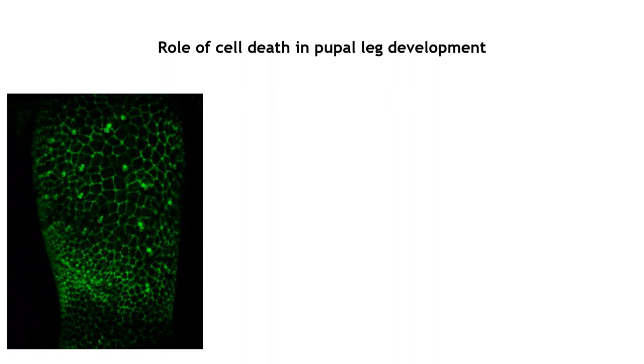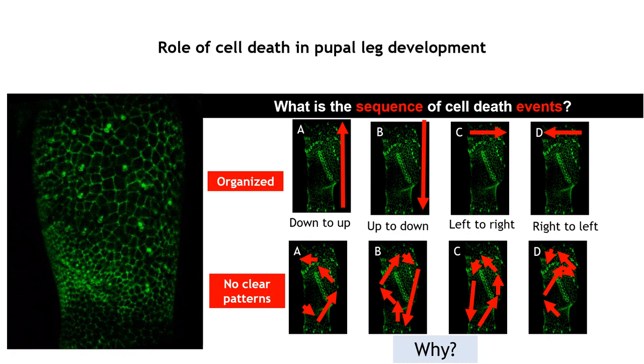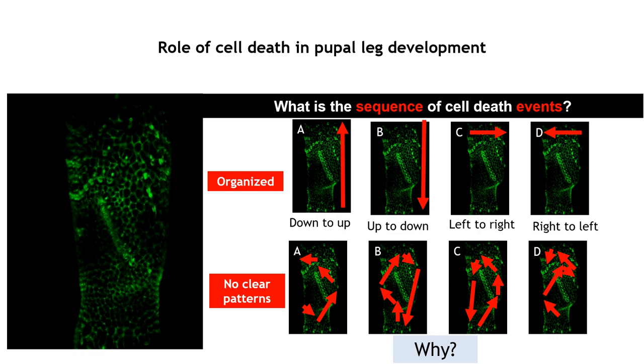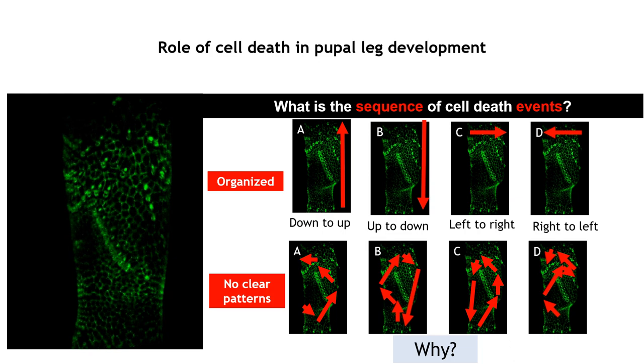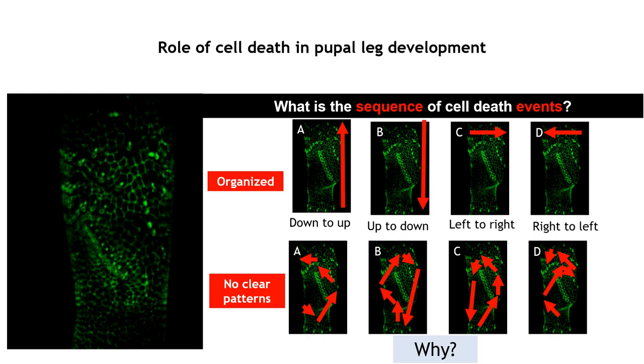Okay, now what is the sequence of events of extrusion? So again, here is the movie. The question is, do you think that there is an organized pattern? So the cells start dying here in the bottom, and there is like a gradient, and they start dying and going up and going up.